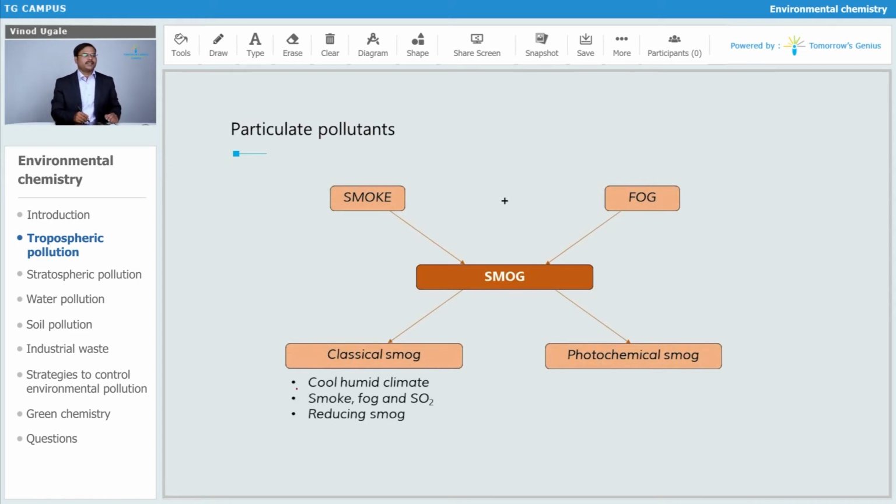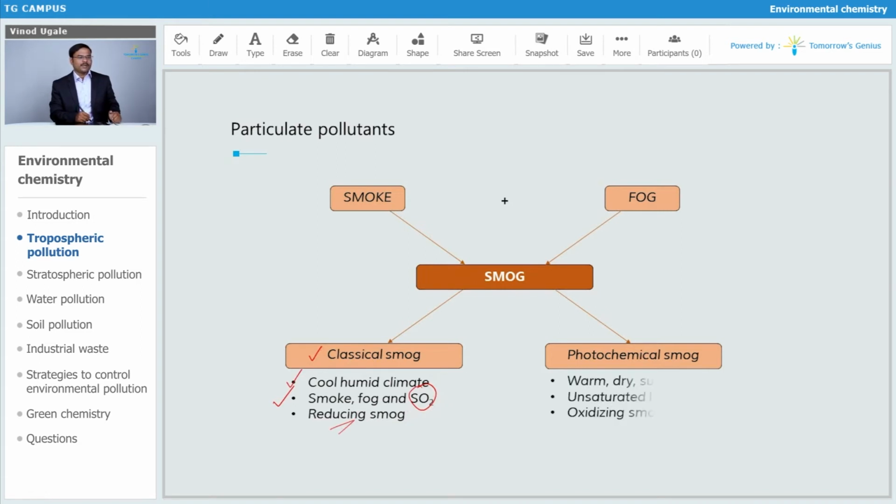Classical smog is generally formed during cool, humid climate. It consists of smoke, fog and sulfur dioxide. This is very important. We have already seen that when sulfur dioxide reacts with oxygen, it gets converted into SO3. So here this sulfur dioxide has a reducing character. So classical smog is reducing smog.